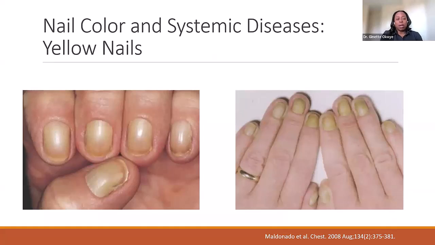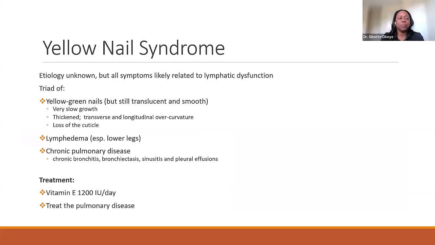This is not a normal color for the nail. Yellow nails should make you think of two things. One is onychomycosis, which is nail fungus, but the other is this condition called yellow nail syndrome. If you're looking at a yellow nail, the difference between nail fungus and yellow nail syndrome is how smooth and translucent the nail continues to be in yellow nail syndrome, whereas in nail fungus, the nail does not look smooth like this. It gets really crumbly, and I'll show you pictures of that too.